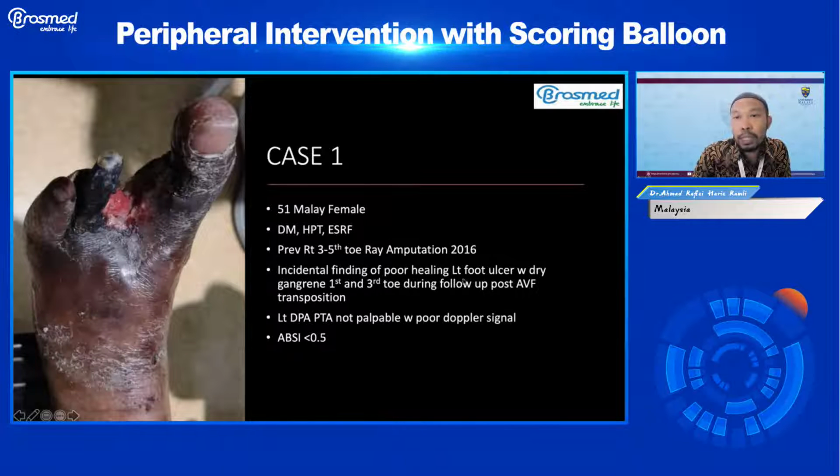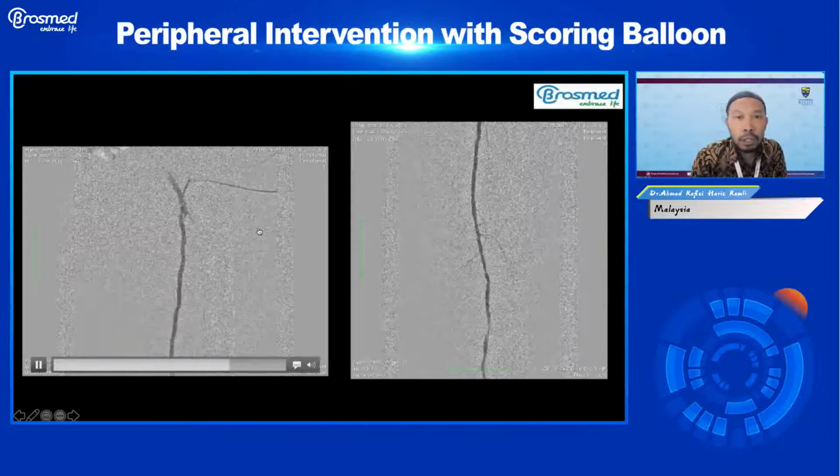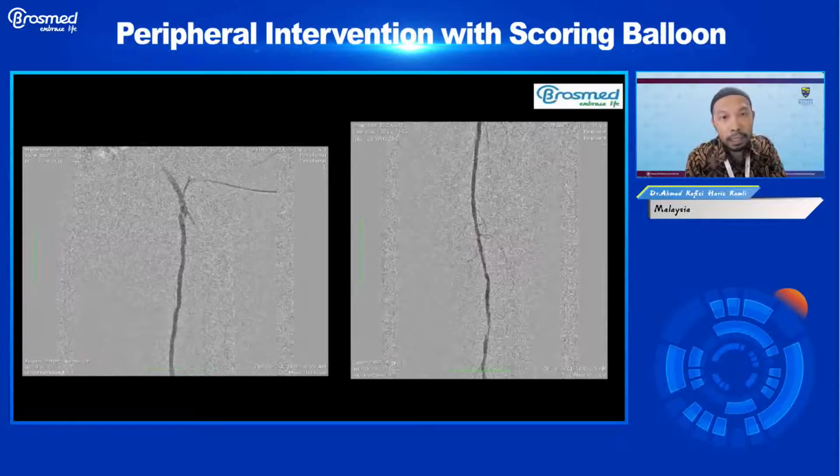Incidental finding of a poor healing left foot ulcer with dry gangrene of the first and fourth toe during follow-up because he had a previous recent post-ABF transposition. And when we check, of course, the pulse is not palpable and the ABI is fairly low. So this is the run. We decided, because the femoral is fairly strong and when we scan there's no origin SFA disease, antegrade puncture was performed under ultrasound guidance, and a 6 French sheath inserted.